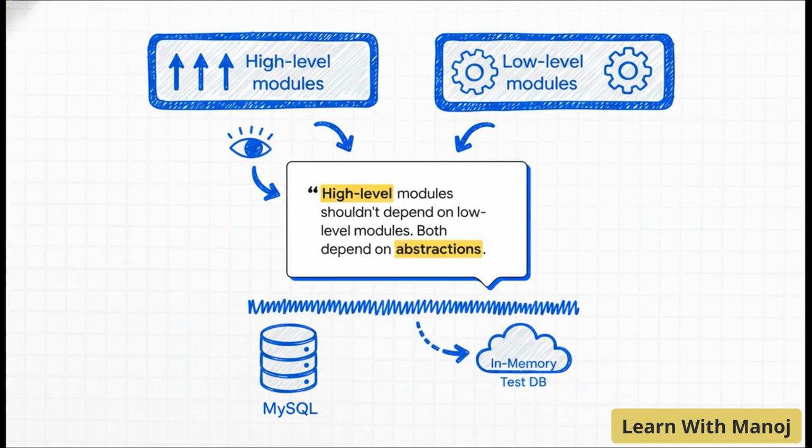Which brings us to the formal rule: high-level modules should not depend on low-level modules. Both should depend on abstractions. Now, what does this actually do for us? It protects your most valuable code, your high-level business policy, from the gritty, constantly changing details of low-level mechanisms. If you suddenly need to swap out a MySQL database for an in-memory test database, your high-level code shouldn't even blink. It doesn't care. It just talks to the abstraction.